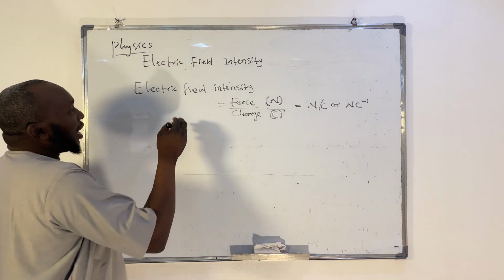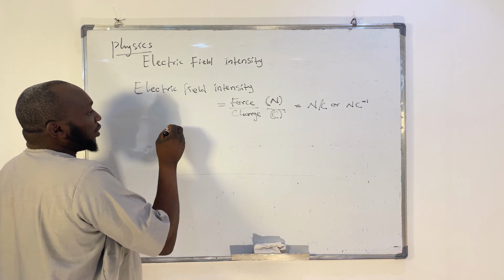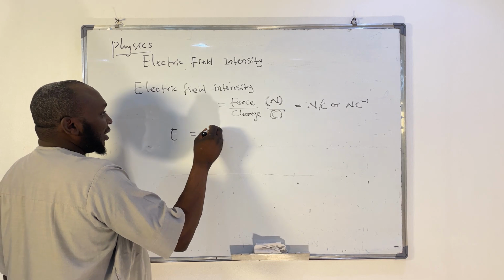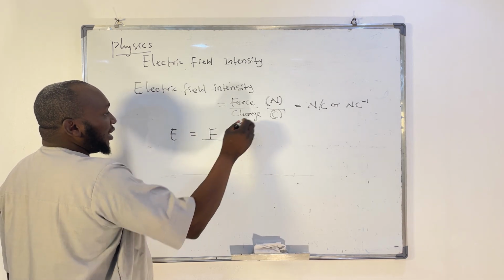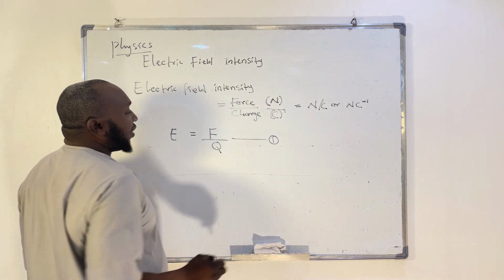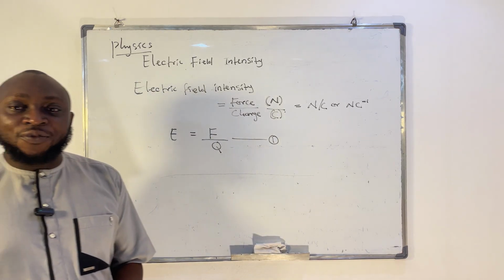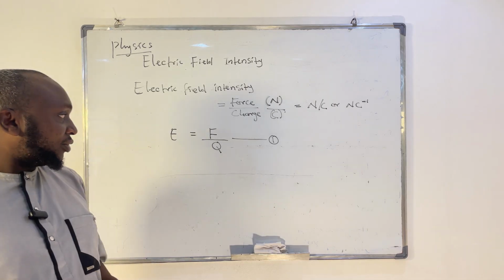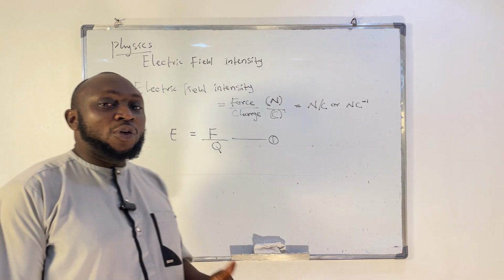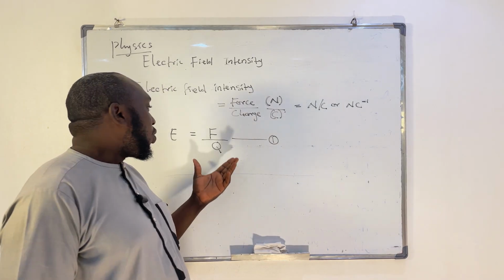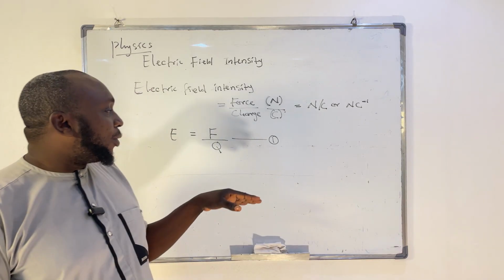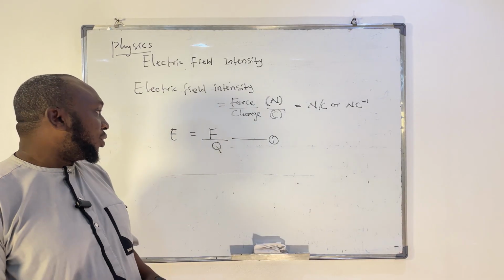Then from this same formula, the symbol for electric field intensity is E, the force is F, while the charge is Q. This is the word formula for electric field intensity when force and charge are given. There is another formula we can use to solve for electric field intensity when we are given charge and distance, and we obtain that formula from this particular equation.